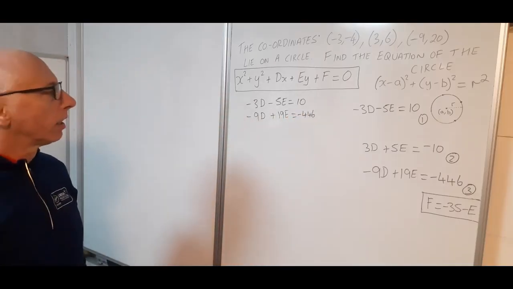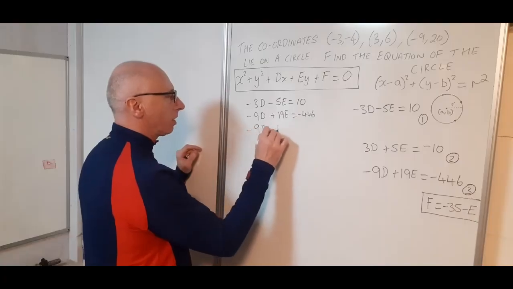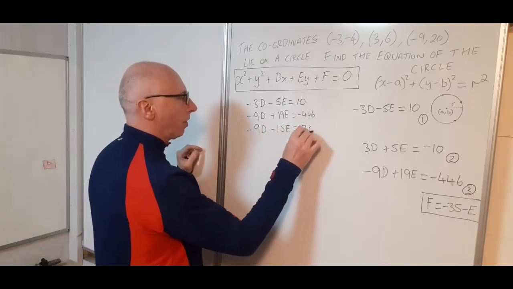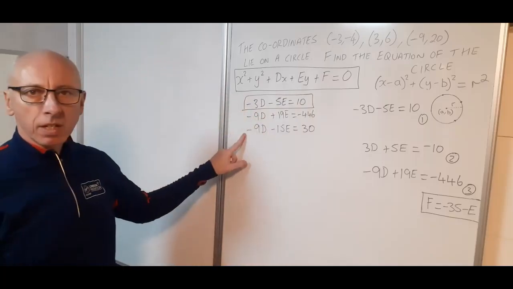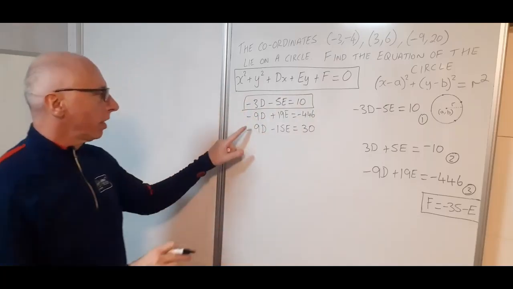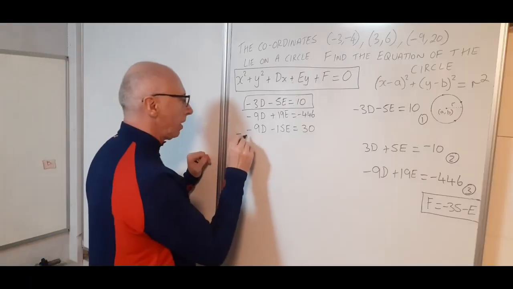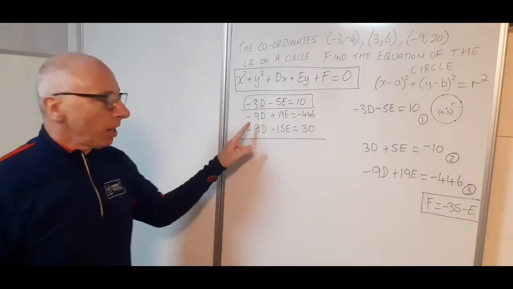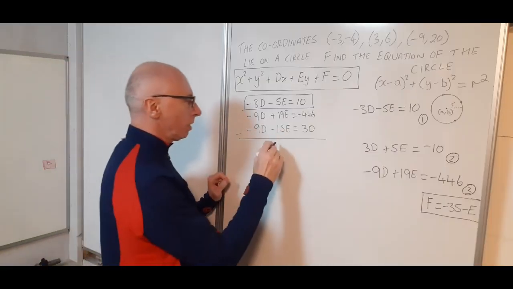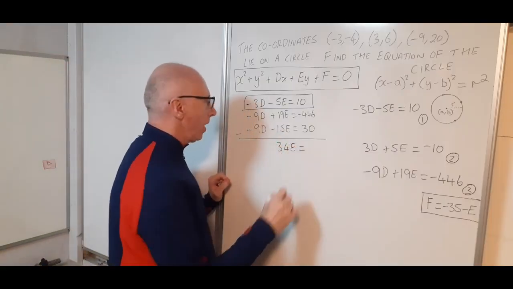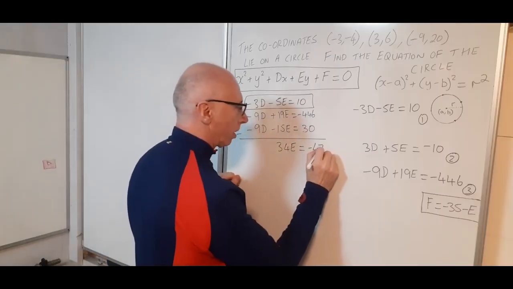Okay, right. So from there, let's treble this one. So now I've got minus 9d minus 15e equals 30. Okay, let's leave that one on its own up there. And now with these, if I add them, I'm going to get minus 9d minus 9d, that's going to give me minus 18d. So I need to subtract them. So now let's subtract them. Minus 9d plus 9d, they're gone. 19e minus minus 15e gives me 34e. And then minus 446 minus 30 is minus 476.